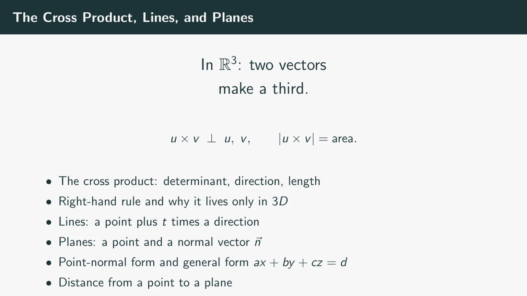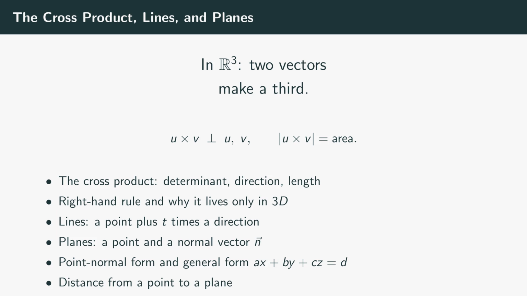Given two vectors u and v in space, it produces a third vector that is perpendicular to both of them, and whose length is the area of the parallelogram they span. We will compute it as a determinant, fix its direction with the right-hand rule, and see why no such product exists in the plane or in higher dimensions.